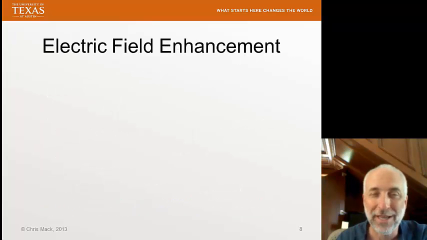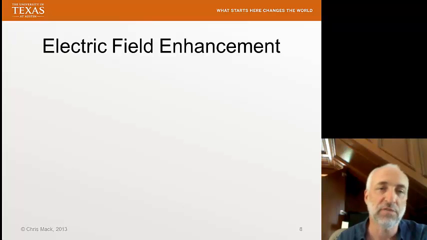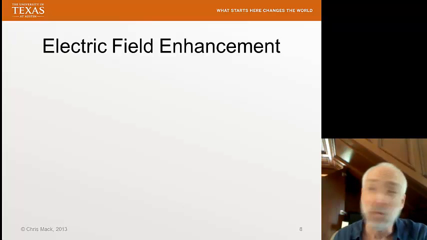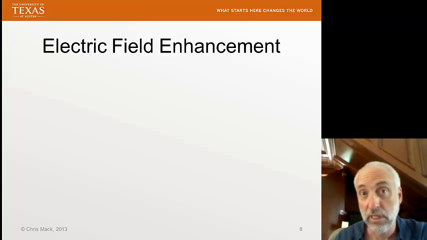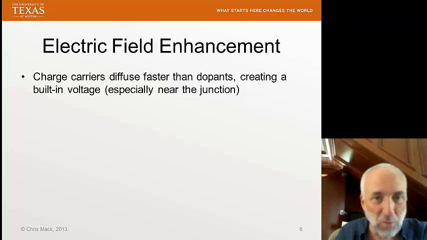Well, we're not done yet. There's another very important mechanism for diffusivity, and this is electric field enhancement of the diffusivity. Now remember, we put dopants into our wafer, but those dopants, once they find themselves in the crystal lattice, will ionize.